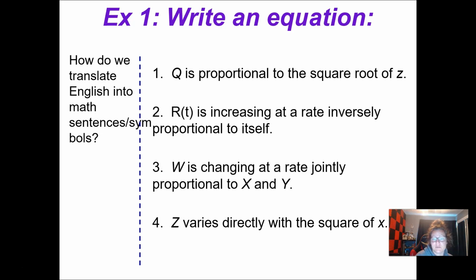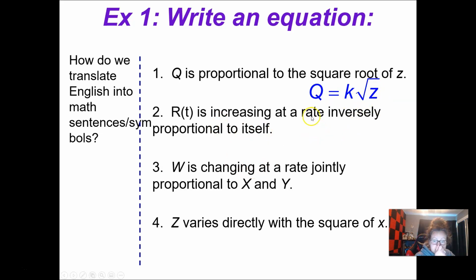Okay, so number 1, Q is proportional to the square root of Z. Okay, so Q is proportional. That's going to be multiplication on the right-hand side. And it's Q equals K times the square root of Z. So Q equals K times the square root of Z.